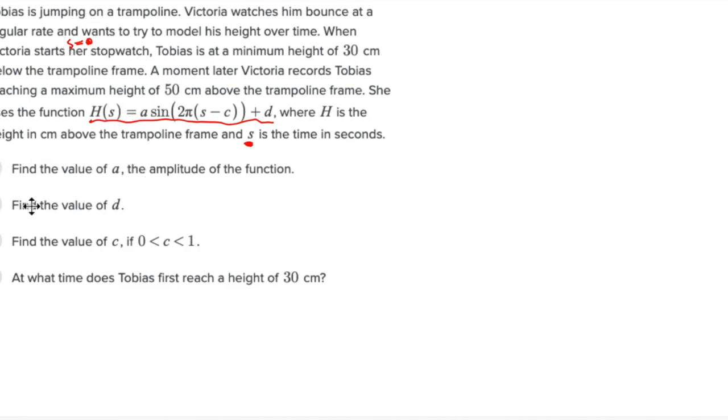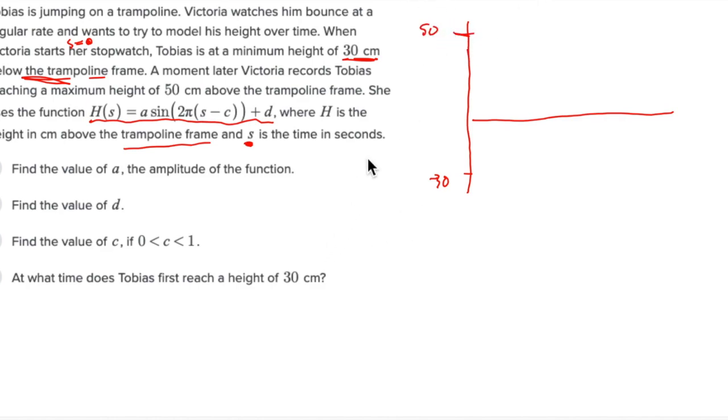All right, so in the beginning, it says find the value of A, the amplitude of the function. Remember, the amplitude tells us the distance our function goes up and down from the trend line. Let's start with the trampoline frame. I'll just draw it here. When we start, Tobias is 30 centimeters below the frame, so I'll say it's negative 30 centimeters. At his maximum height, he's 50 centimeters above the frame. So that's 50.